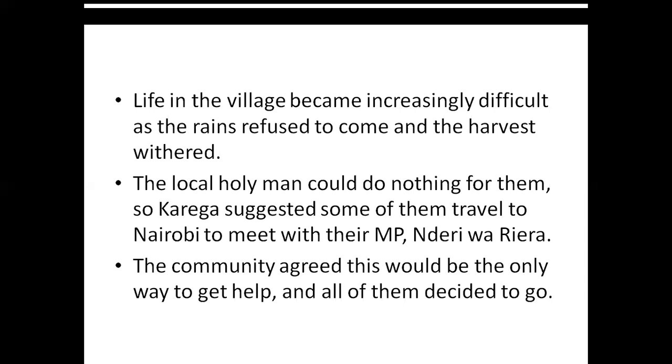The local holy man could do nothing for them. So Karega suggested some of them travel to Nairobi, that is Kenya's capital, to meet with their MP, Nderi wa Riera. So they had an MP. Karega proposed to the villagers that they should go to their MP in Nairobi to talk to him about the matter, that means the dry season in Ilmorog. According to their decision, they started their journey.